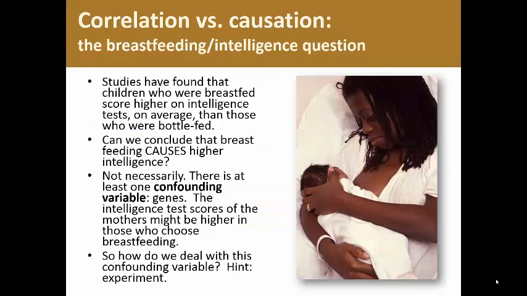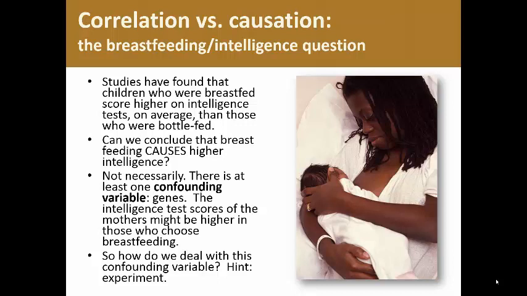Interestingly, similarly, there's the correlation versus causation debate for the breastfeeding and intelligence question, because studies have found that kids who are breastfed on average test higher in intelligence than those who are bottle fed. So can you conclude that breastfeeding causes higher intelligence? While I, who nursed each of my children for over a year, would like to think that's the case, it's not necessarily the case. There's at least one confounding variable, which is genes, and the intelligence test scores of the mothers might be higher in those who choose to breastfeed.